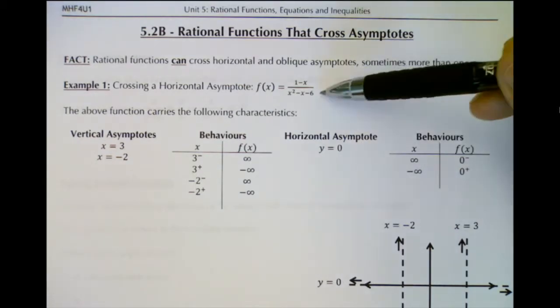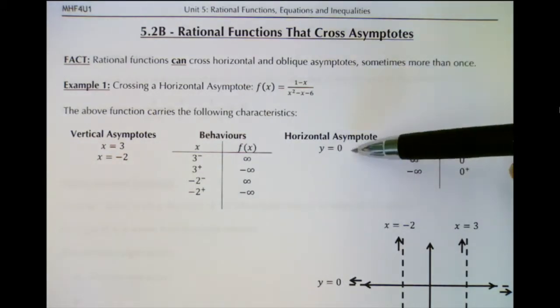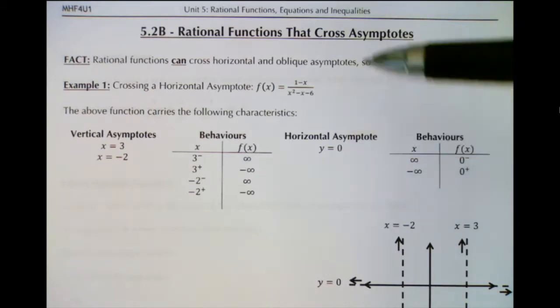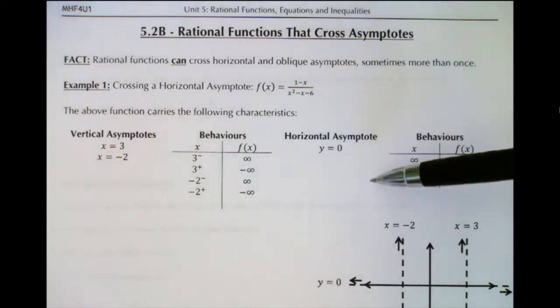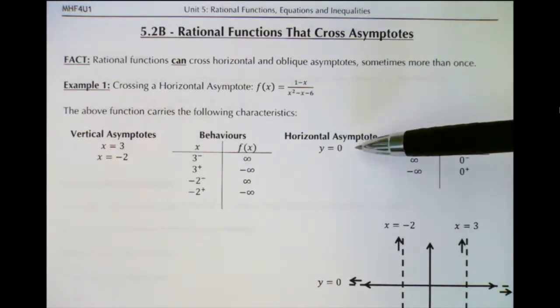As long as the degree on the bottom is bigger, it's always going to have a horizontal asymptote at y equals 0. If the degrees are even, that's where we have to look at the ratio of the coefficients on the largest degree x term. But that's not the case. In this one, the degree on the bottom is bigger, so the horizontal asymptote is at y equals 0.